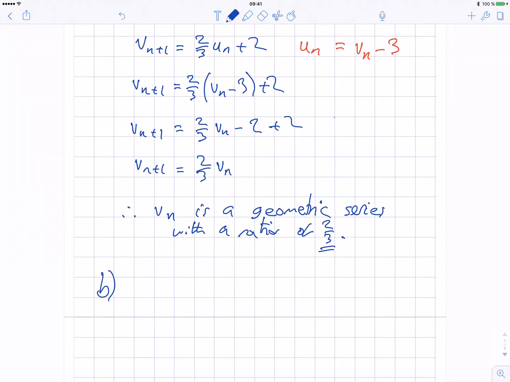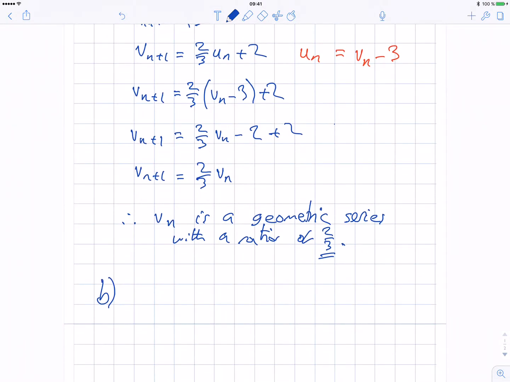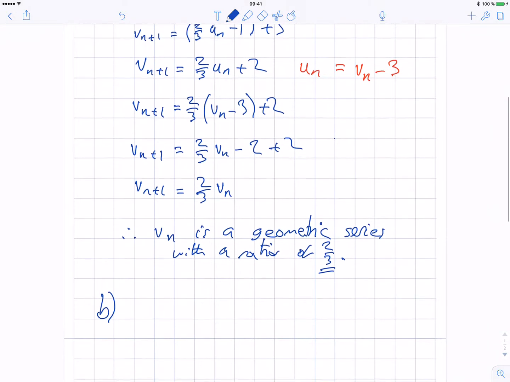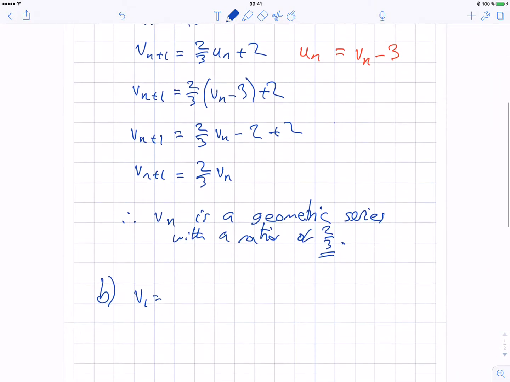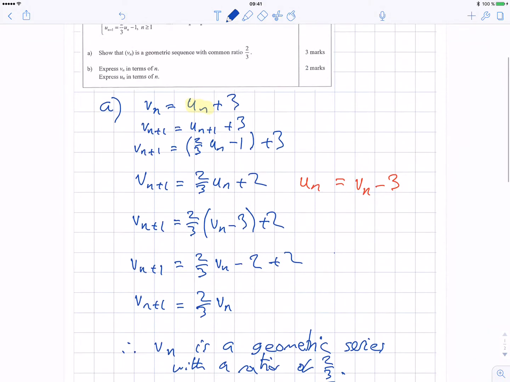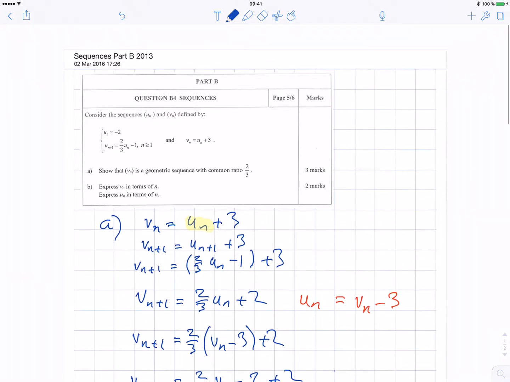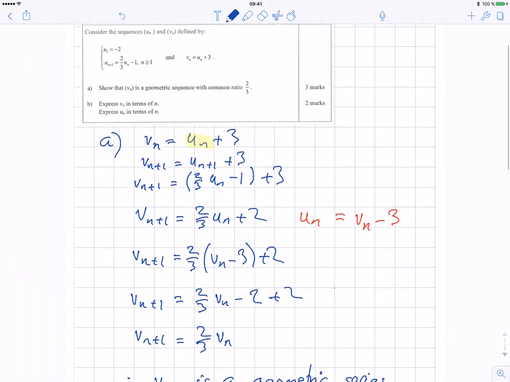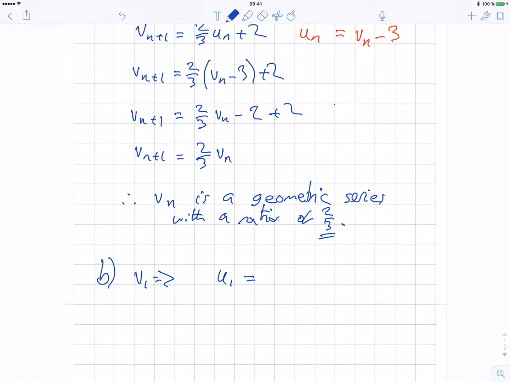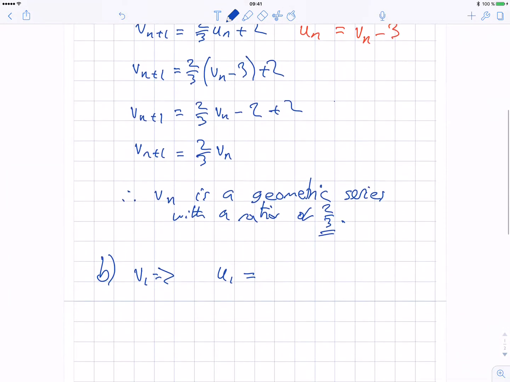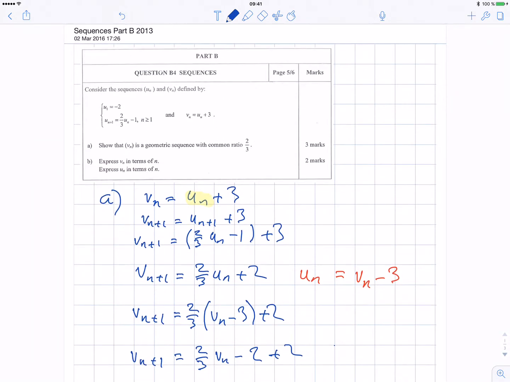Part B. Now it's quite easy to do Vn. We find the first term of Vn, so V1 is the first term, which we did in the class as well. We just find what u1 is. So we know from earlier u1 is equal to minus 2, so V1 must equal 3 more than that, which is 1.